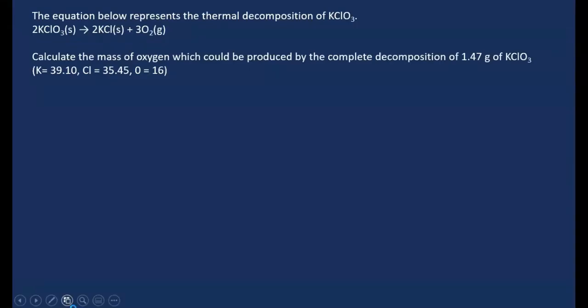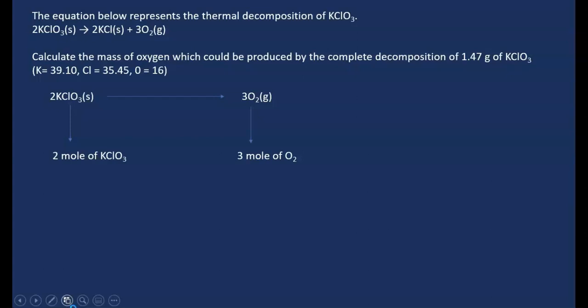In this example, we have to calculate the amount of oxygen that is produced when 1.47 grams of potassium chlorate decomposes. We have a chemical equation showing the decomposition of potassium chlorate. In this equation, we see 2 moles of potassium chlorate decompose to give 2 moles of potassium chloride and 3 moles of oxygen. I'm going to ignore potassium chloride because it's not relevant to this question. 2 moles of potassium chlorate decompose to give 3 moles of oxygen.